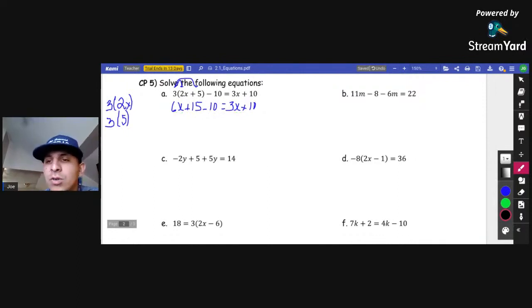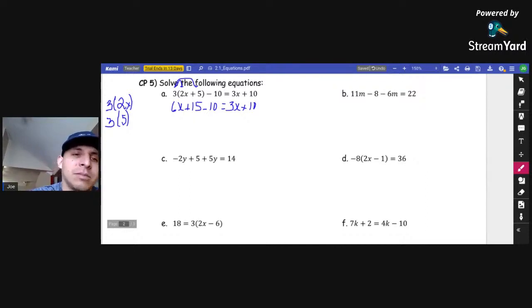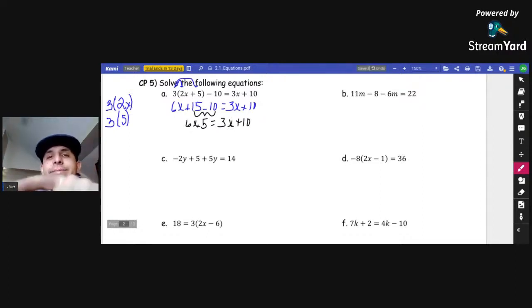Since they're on the same side of the equation, I don't want to apply any type of opposite operations or inverse. I just want to merely do it. So I have to read this left to right. 6x variable plus 15 minus 10. 15 minus 10, I can simplify to a positive 5, bringing it on the 6x. And 3x plus 10.